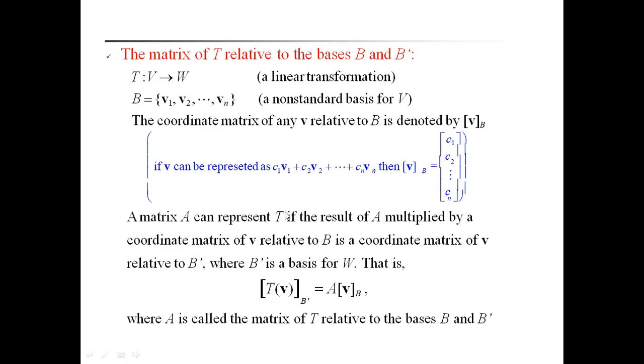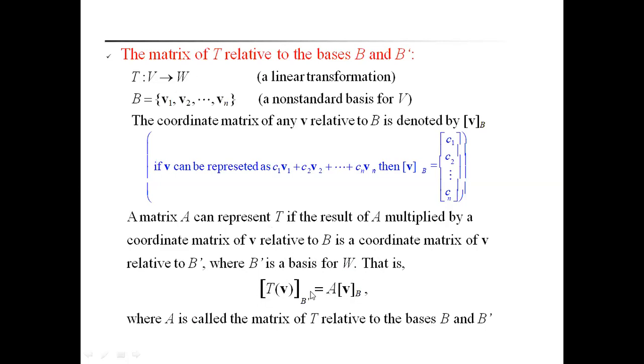Now a matrix A can represent T if A multiplied by the coordinate matrix of V relative to the basis B gives the coordinate matrix of T of V relative to the basis B dash, where B dash is a basis for the vector space W. That is, T of V relative to the basis B dash is equal to A into the coordinate matrix of V relative to the basis B.